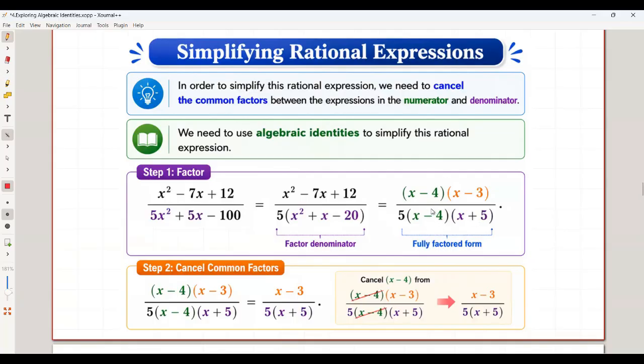Now in both, we have x minus 4, so we can cancel x minus 4 with x minus 4. The balance we get is x minus 3 divided by 5 into x plus 5. Now this is the final answer. If you want to divide two expressions, first you find the factors, then if anything is common, cancel the common factor, and write the final answer.